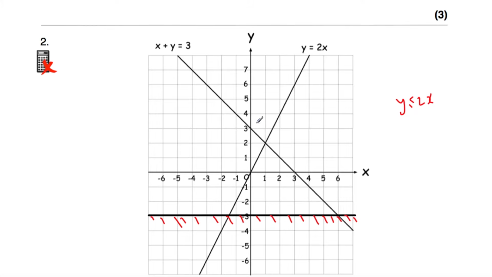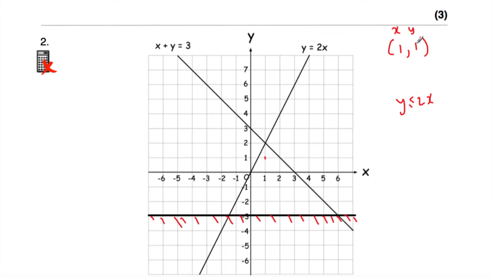Now, whenever it's a diagonal line, what I tend to do is choose a point that's not on the line. So I'm not going to choose the origin this time because the origin's on the line, and we know that because it's less than or equal to, that will satisfy because it's on the line. 0 is less than or equal to 2 times 0. 0 is equal to 0, so that would work there. So I'm going to choose a point that's not on the line, this point here, the point 1, 1. It's got an x-coordinate of 1 and a y-coordinate of 1. And let's substitute them into this inequality and see does it work or does it not work.